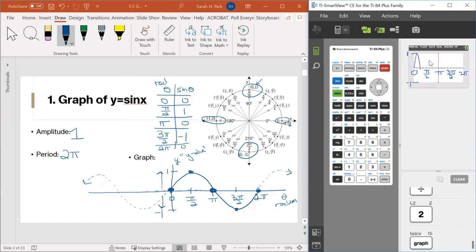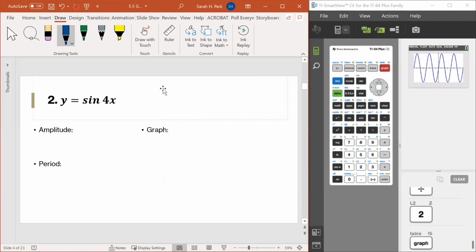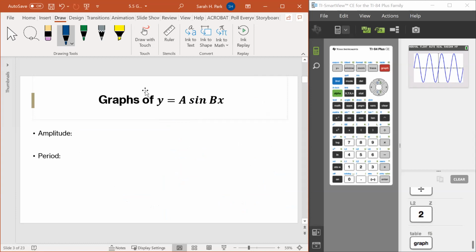You can see the sine wave keeps going and going if I made my domain a wider value. So there's the basic graph of the sine function. Let's take a look at number 2. What if we had sine of 4x? The basic function is sine of x. Let's take a look at the basic graphs of y equals a sine of bx.